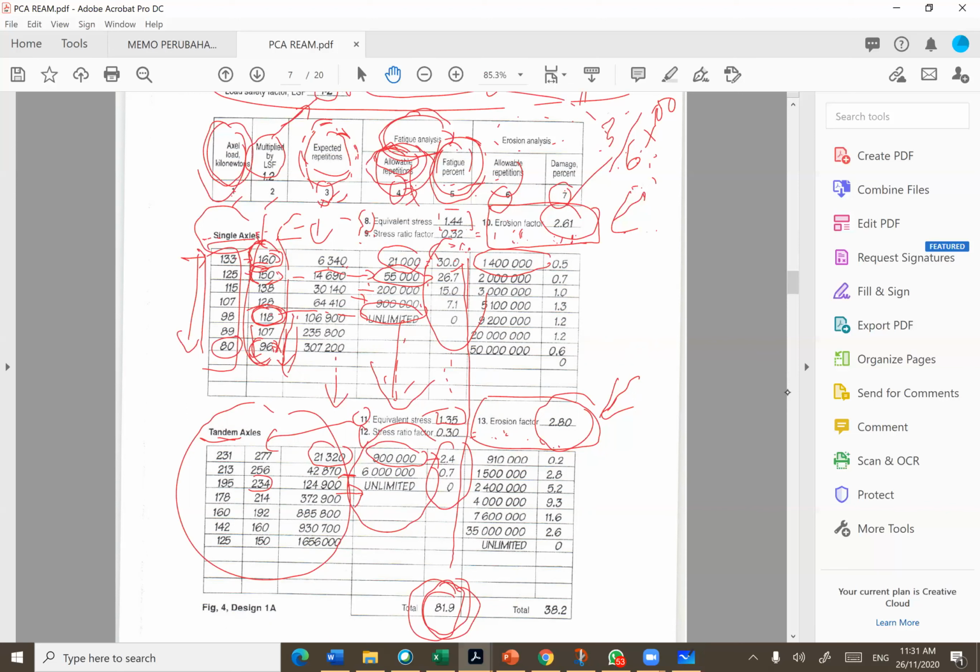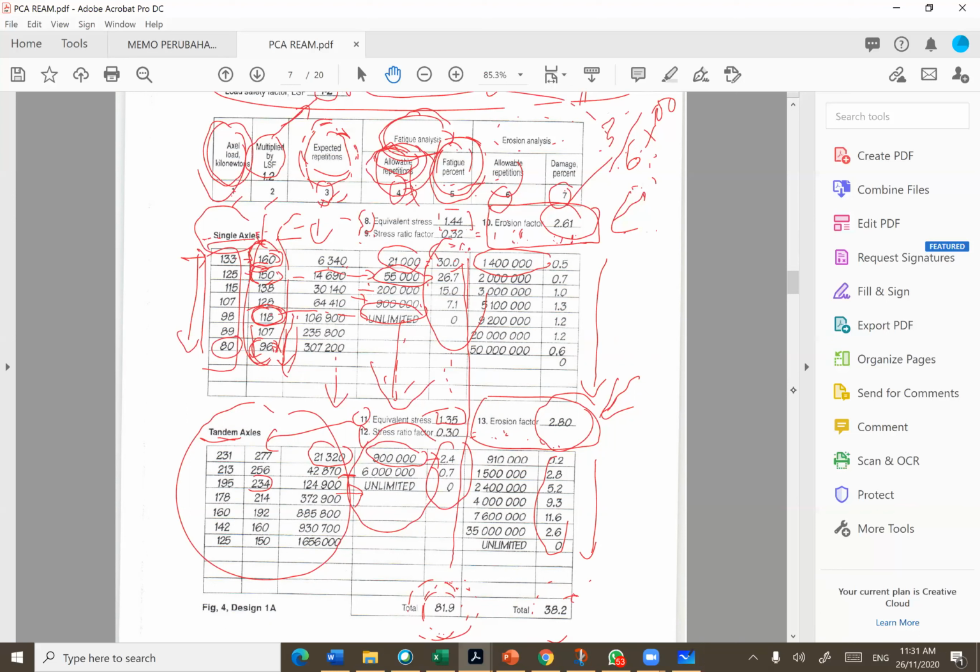So done with that, you calculate all the damage percent for all the values here and you total up. They found out that the total damage due to the erosion for this particular pavement is 38.2%. So then what can you do from this? What does it mean by this 81.9 and 38.2?